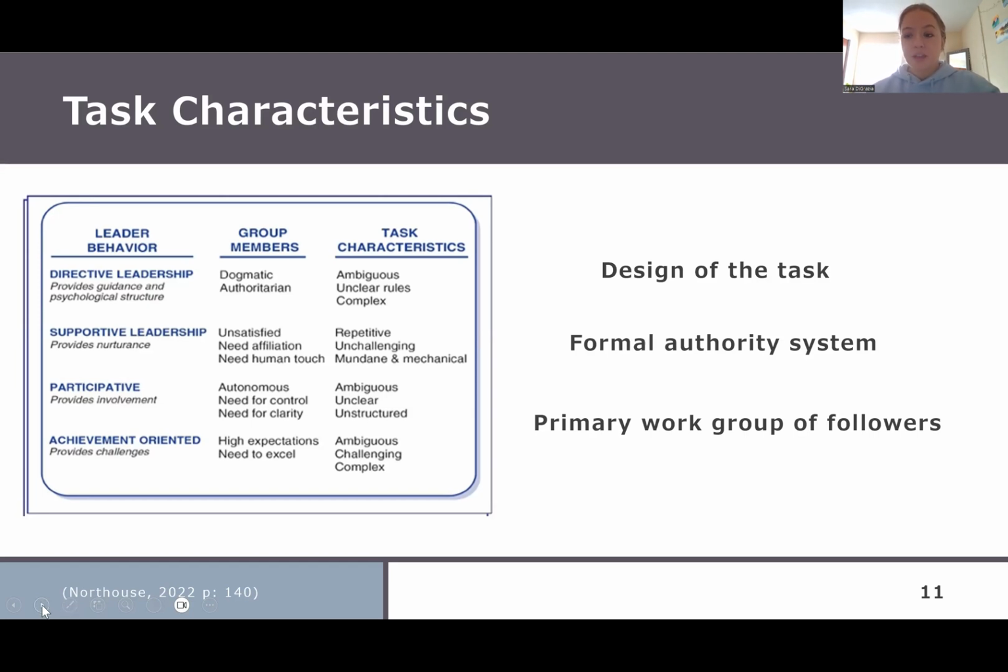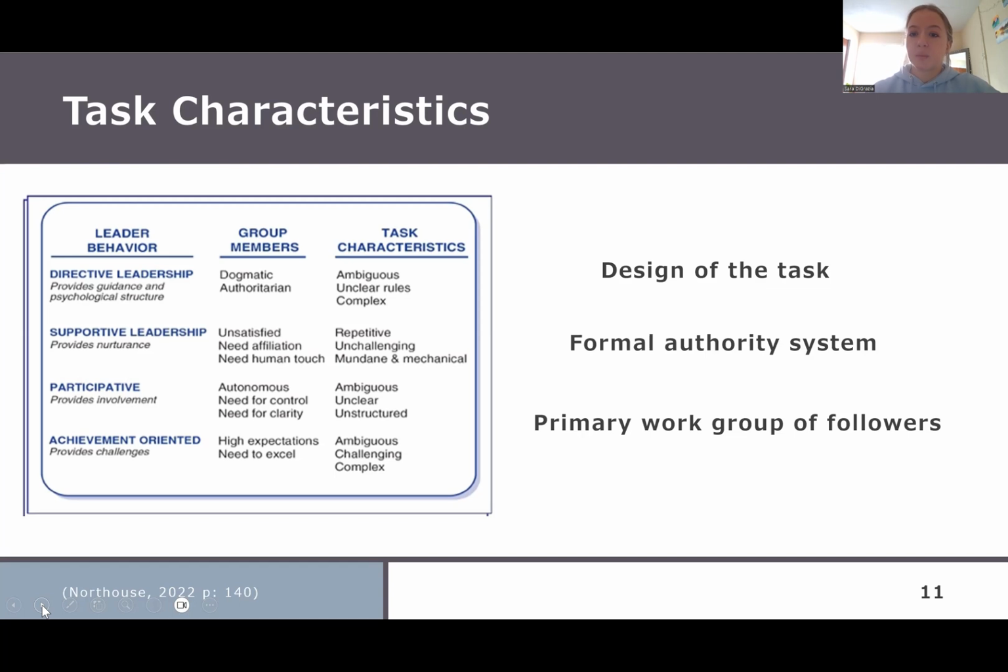So if the tasks are ambiguous or unclear and kind of complex, the individual is going to need that directive type of leadership. So you see how it correlates with the table. They're going to want the leader to step in and provide that structure through the rules and writing out what they need to do.